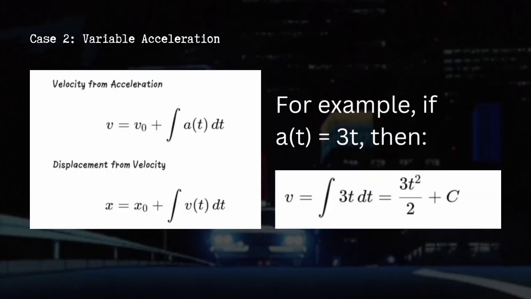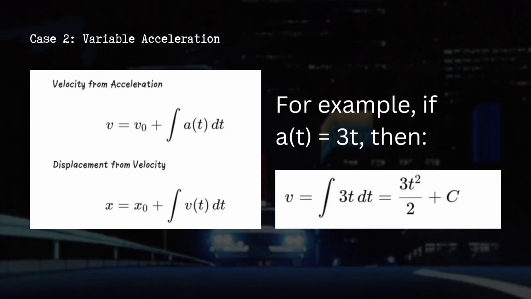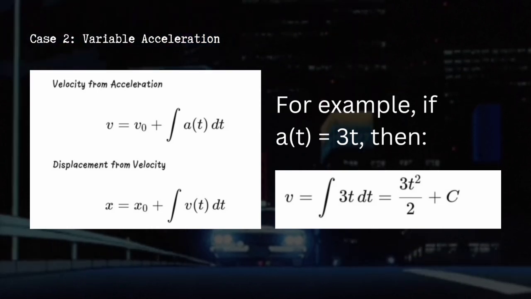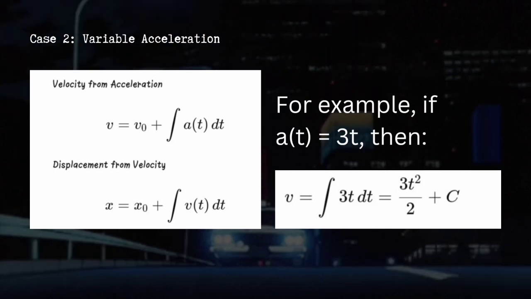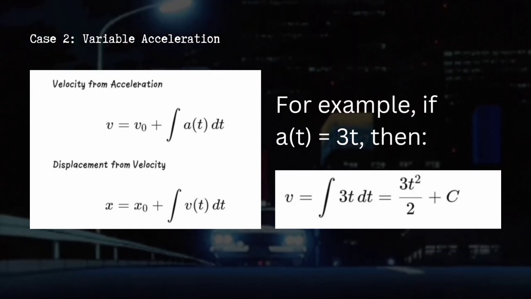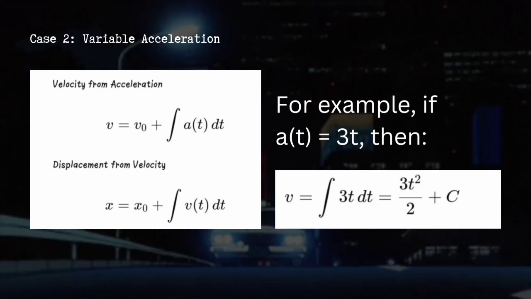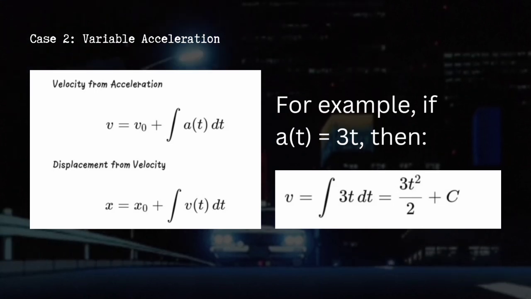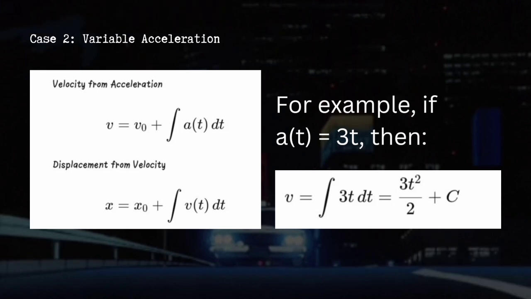Variable acceleration involves integration. The first equation is the velocity from acceleration, where the final velocity equals the initial velocity plus the integration of acceleration with respect to time. And the second equation is displacement from velocity, where the final distance equals the initial distance plus the integration of velocity with respect to time.